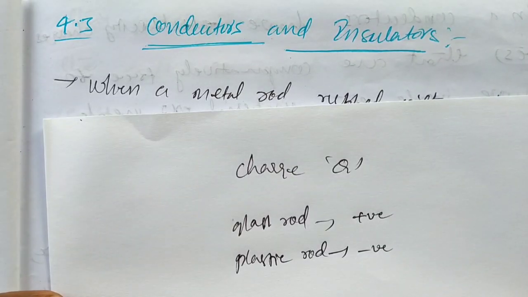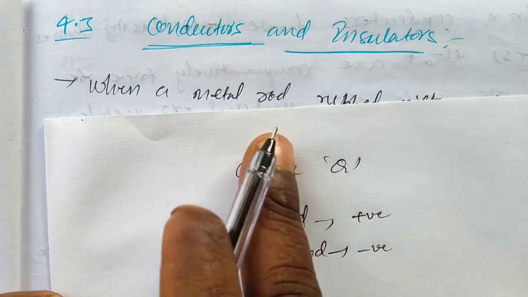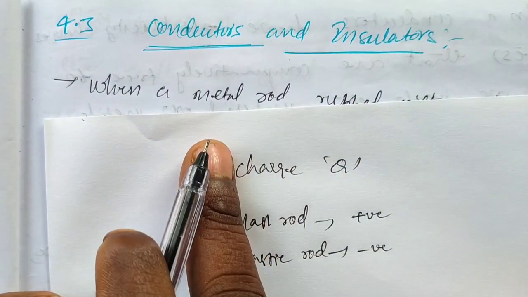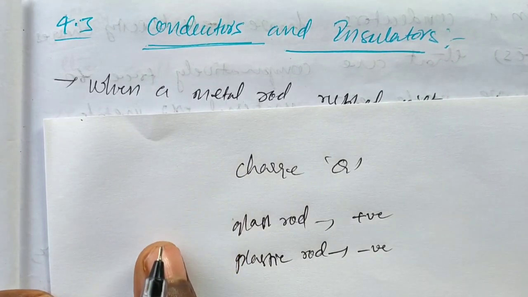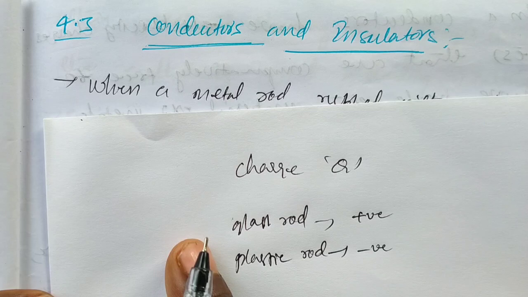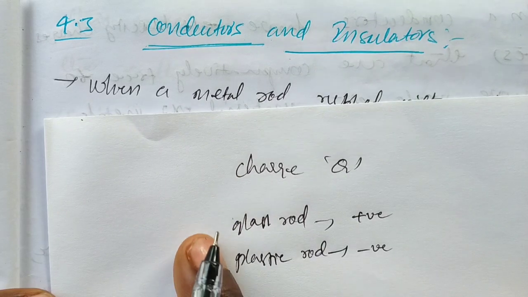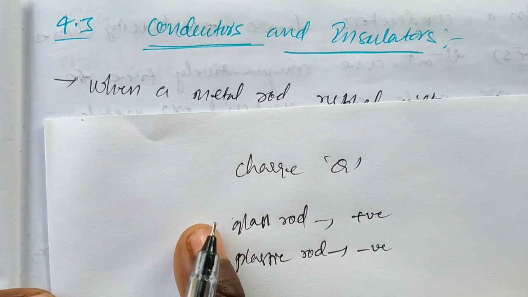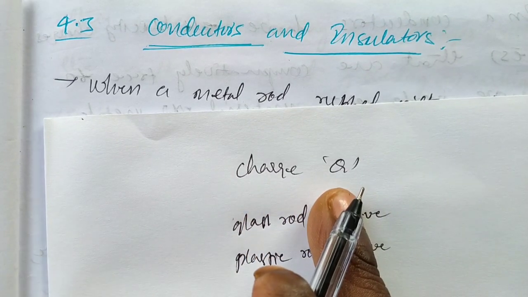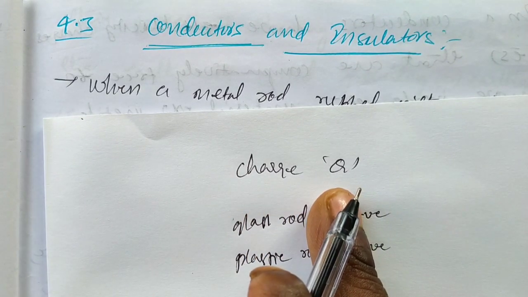Today we discuss conductors and insulators. In this class, we will first review the previous class. Charge is an intrinsic property of matter or material. The symbol of charge is Q, and the SI unit of charge is the coulomb.